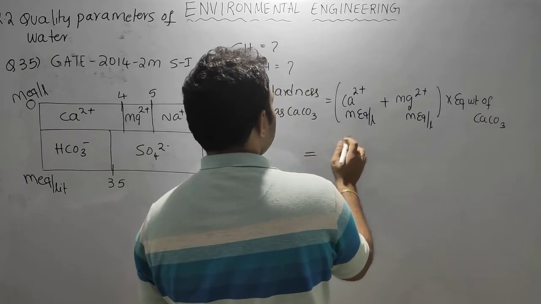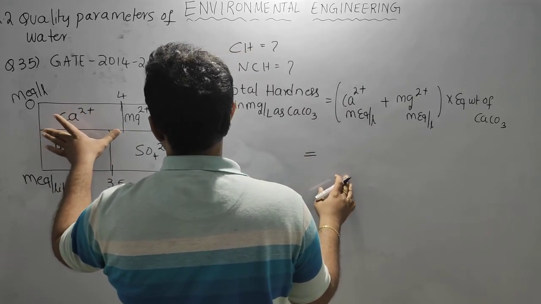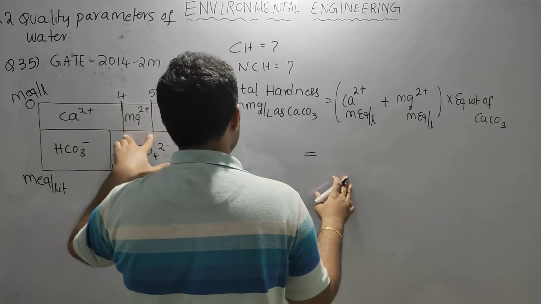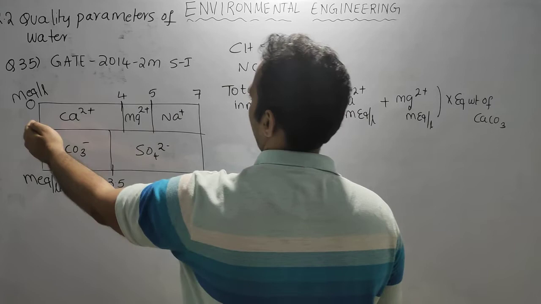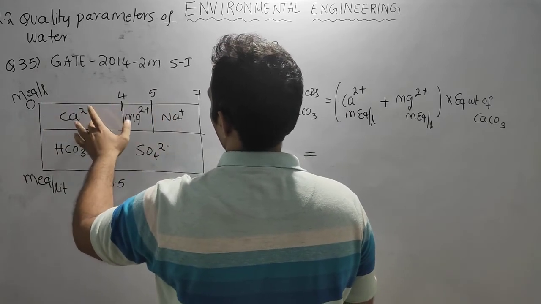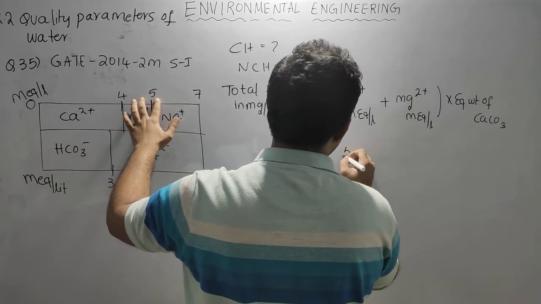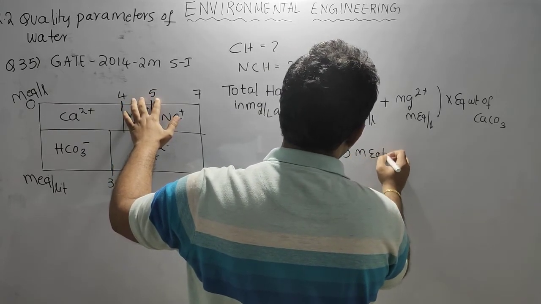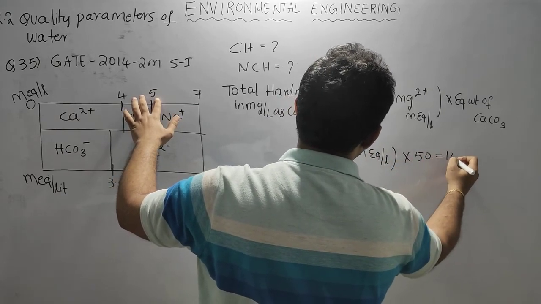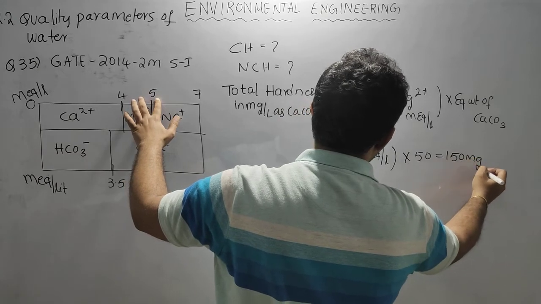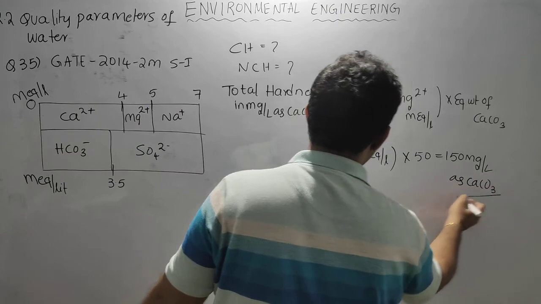So Ca2+ concentration is how much? 4. This is the scale which is having a value of 4. From 4 to 5 it is Mg2+, that means Mg2+ concentration is 1. So you can directly take from here to here, Ca2+ plus Mg2+ is nothing but 5. So 5 milli equivalent per liter into 50 is equal to 250 mg per liter of hardness as CaCO3. So this is the total hardness.